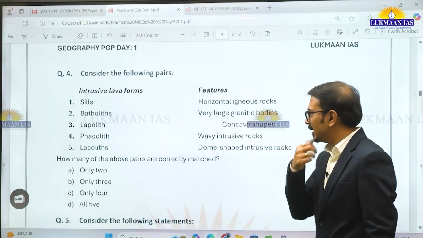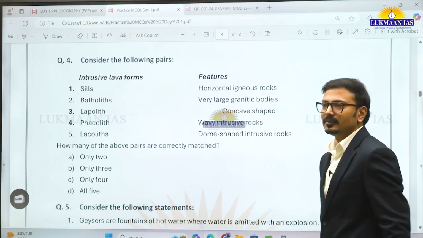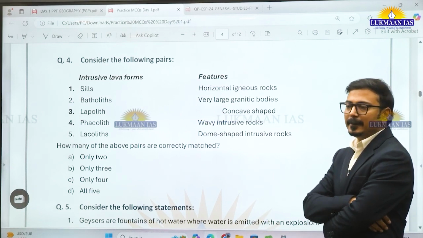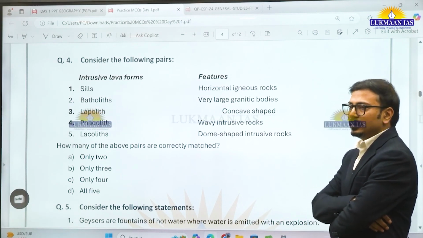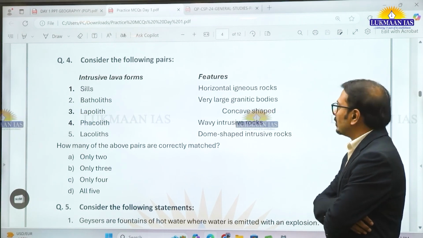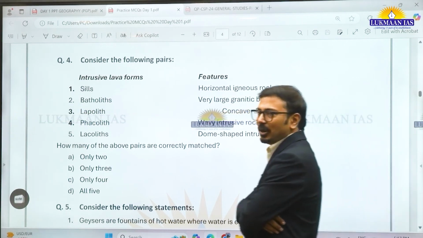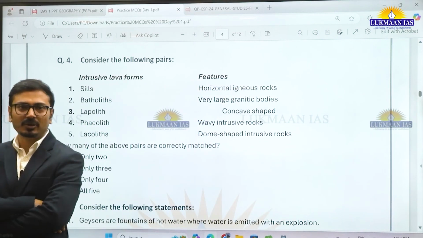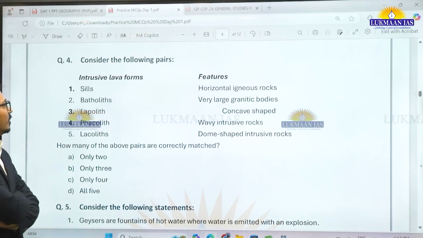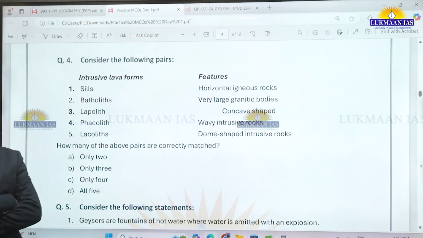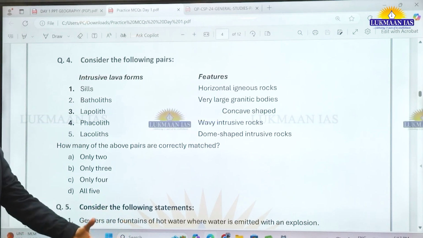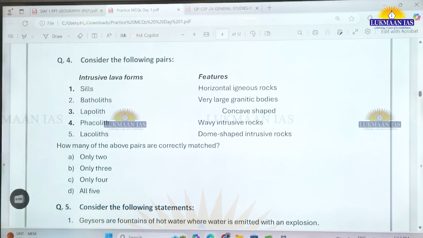Intrusive rocks, very simple. Different forms of intrusive rocks are there. What are sills? Sills are basically horizontal solidification of magma, in a straight line, horizontal. So horizontal igneous rocks, that is true. Batholiths, what are batholiths? They are large magma chambers, solidified, deep granitic rocks are formed from them. So very large granitic bodies, correct.